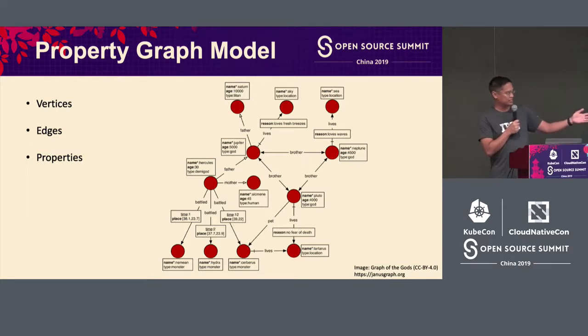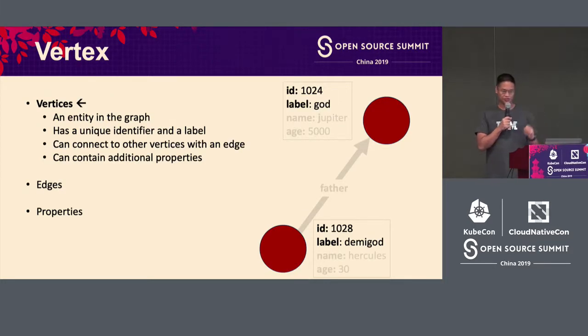This here is the typical example that we show in JanusGraph. This is called our graph of the gods. And it's a rich model. It connects different types of objects or vertices, those are your entities in the graph, through edges, which would be the relationships.